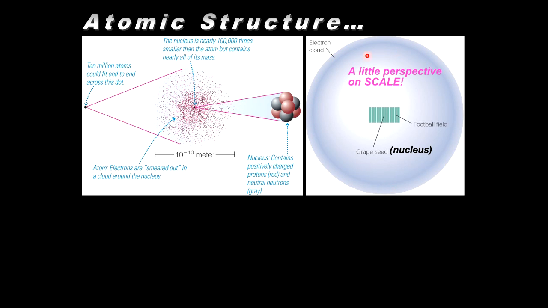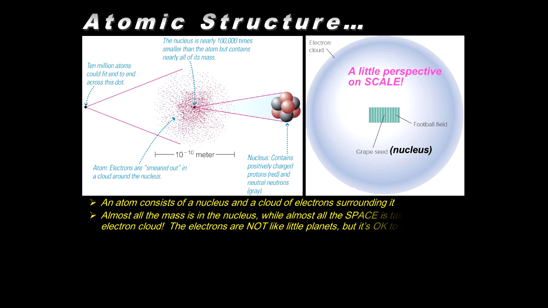So think of a sphere that big. That'd be a huge sphere. And you got a little dot right in the center where almost every bit of the mass is. Almost every bit. So you can see that an atom is mostly empty space. The empty space, though, is taken up by this electron cloud. Now, the electron cloud is not little orbits like planets. It's a little more complicated than that, but it is okay to think of it that way as a visualization.